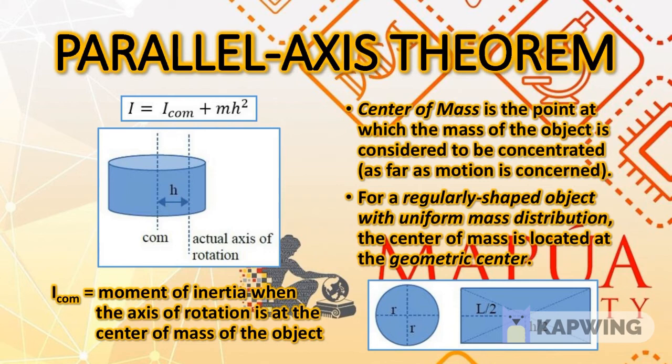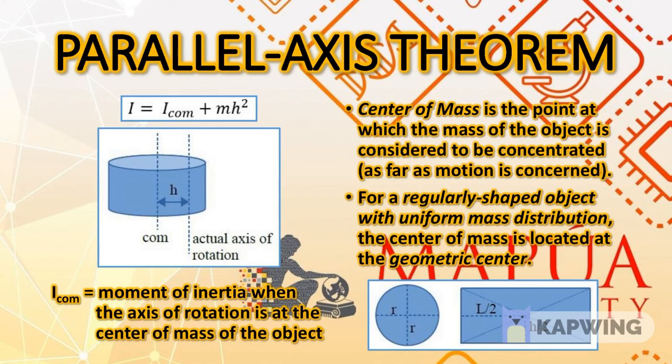M is the mass of the object. ICOM is the equation or value for the moment of inertia when the axis of rotation is located at the center of mass of the object. And H is the distance between the axis of rotation at the center of mass of the object and the actual axis of rotation of the object. As you can see, the two axes of rotation lines are parallel to each other, hence the name parallel axis theorem.